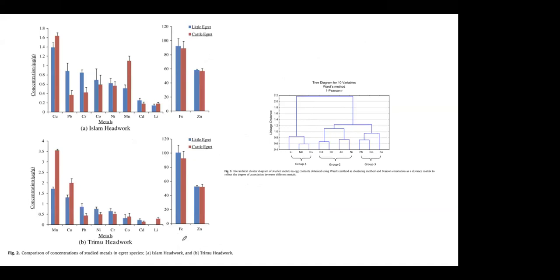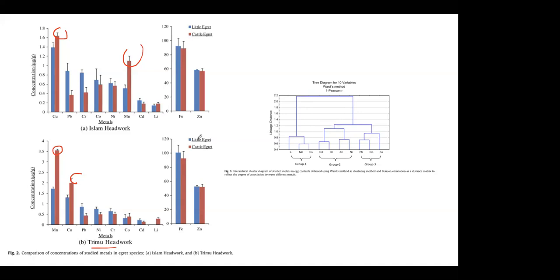Based on the different headworks, we compared the concentration of the studied metals in the egret species in the Islam headworks and the Trimu headworks. You can see here that in the Islam headworks, the concentration of manganese and copper was higher in cattle egrets as compared to little egrets, and the comparison between the species at the Trimu headworks revealed that the concentration of copper and manganese was higher in the cattle egrets as compared to the little egrets.